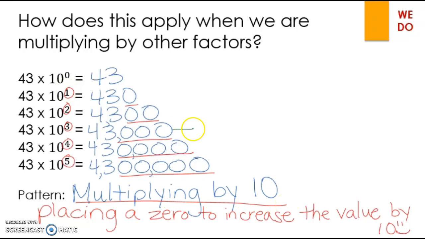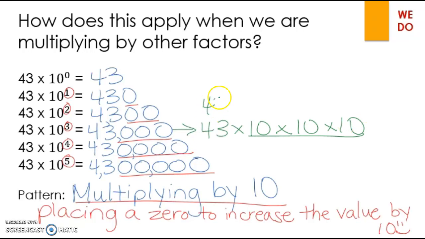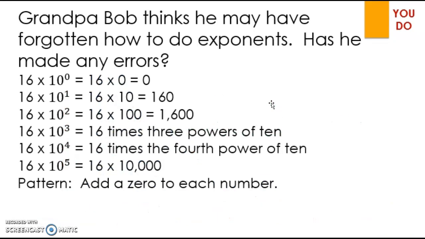I'll choose this one and you'll see. 43 times 10 times 10 times 10. Instead of writing that, the author simply put 43 times the third power of 10. Now it's your turn. Pause the video and see if you can figure out what dear old Grandpa Bob has done wrong.